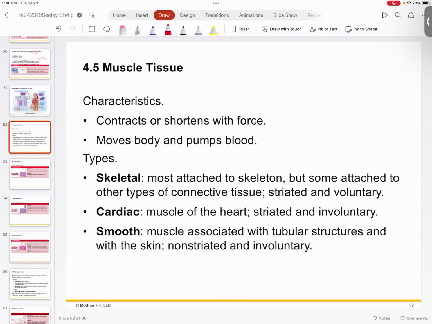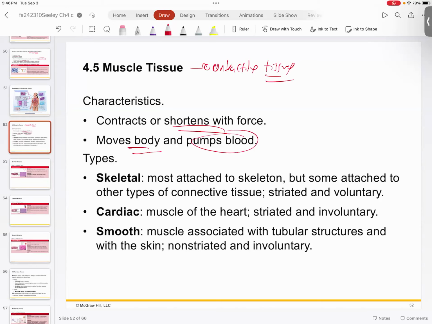Okay, let's take a look at muscle tissue and what it does. First of all, muscle tissue is the contractile tissue. So its job is to contract. That's what it does for a living. So it contracts, or it shortens with force. And so it allows us to basically move our body. And also, if you're the heart, you basically pump blood.